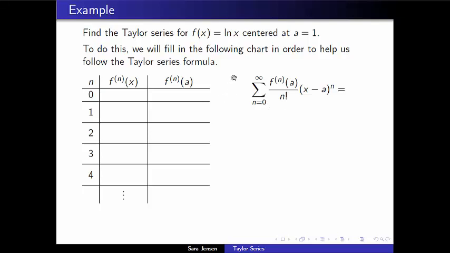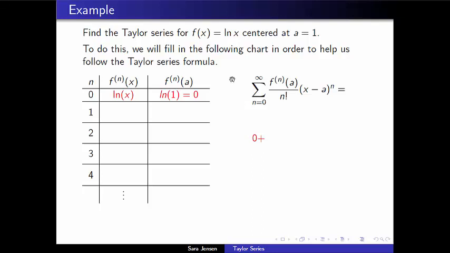So let's get started. When I don't take any derivatives of my function, the function I have in this specific case is the natural log of x. In this column, I put the value of the natural log of my center. My center is 1, and the natural log of 1 is 0. So very uneventfully, the first term in the Taylor series for natural log of x centered at 1 is 0.